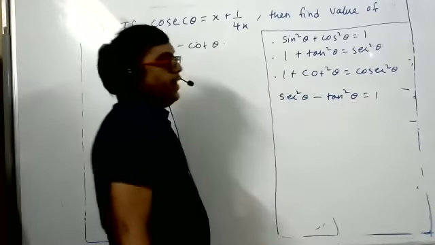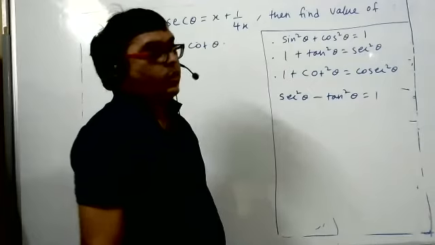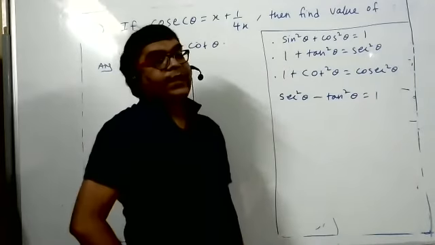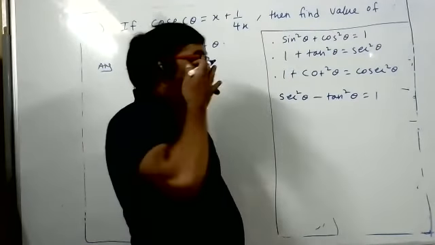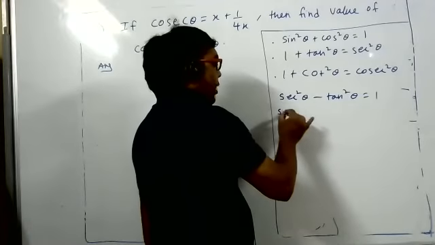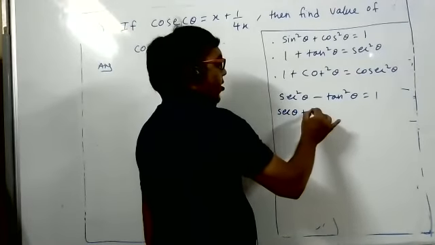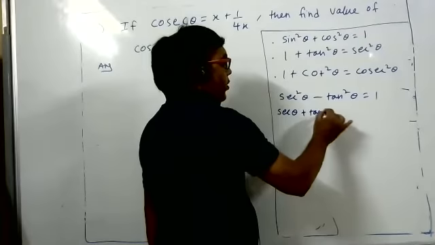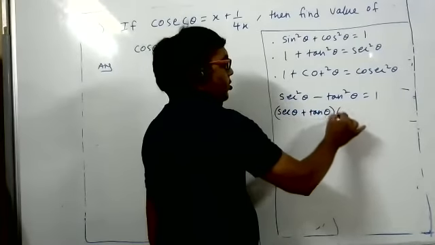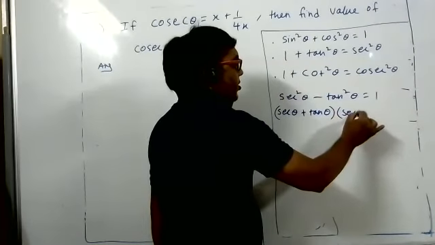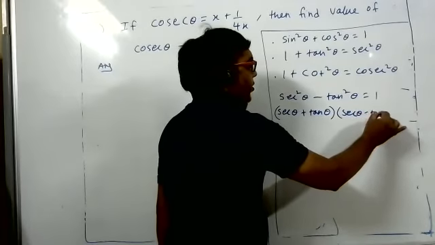Anybody has problem in that? No, sir. You know one identity, a square minus b square, that is equal to a plus b into a minus b. So that identity I will use. So I can write secant theta plus tan theta, secant theta minus tan theta is equal to 1.